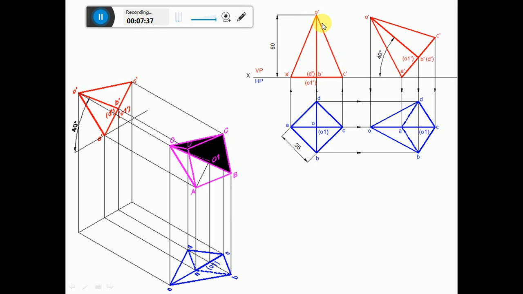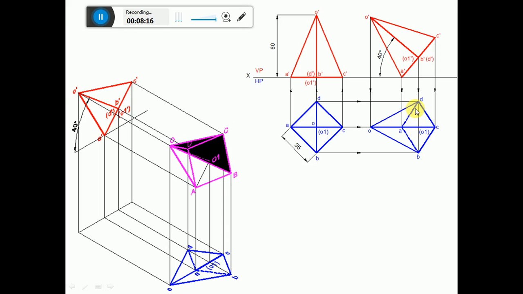So now we need to draw the top view. Draw a vertical projector from O dash and draw a horizontal projector from O to get this point O. Draw a vertical projector from A dash and draw a horizontal projector from A to get this point A. And draw a vertical projector from C dash and draw a horizontal projector from C to get this point C. Similarly, draw a vertical projector from B dash, D dash and O1 dash, and draw a horizontal projector from B to get this point B, and draw a horizontal projector from D to get this point D. Then O1 is already projected till here, so you are going to get this point O1.